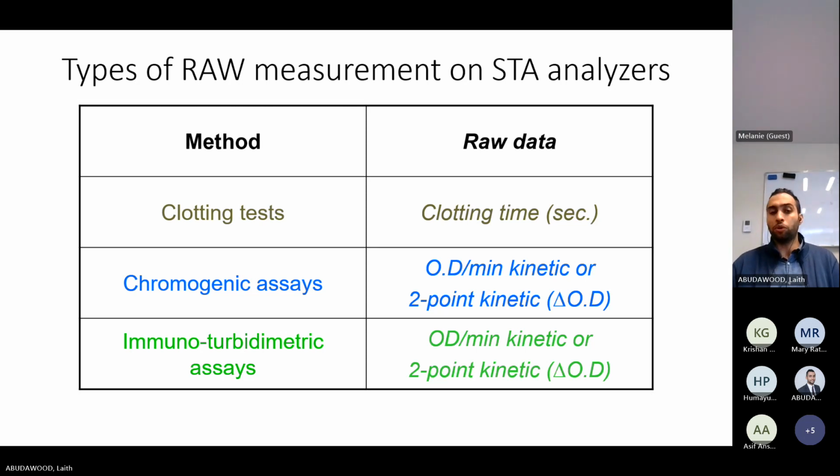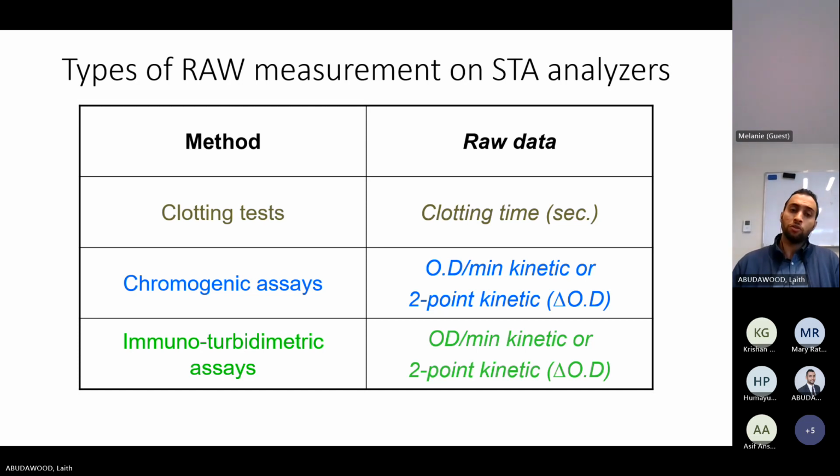Seconds I can sometimes report as they are, but in many other cases, like in factor assays, seconds are meaningless to me. I need to report factors, for example, in percentage or IU per ml. So I need a calibration curve for these assays where I convert the seconds into something different. For photometric assays, optical density is never useful clinically, so I always have to convert optical density into something different. I always need a calibration because optical density is absolutely meaningless to me.